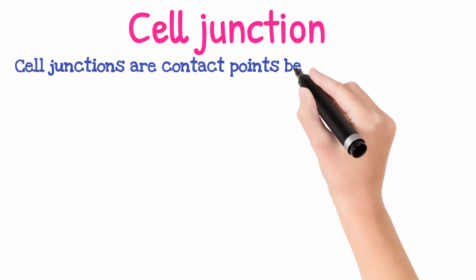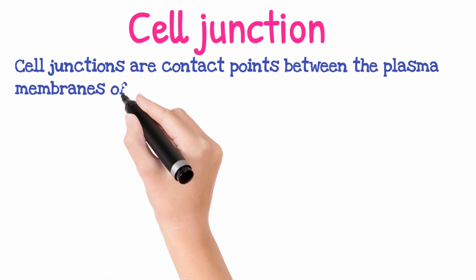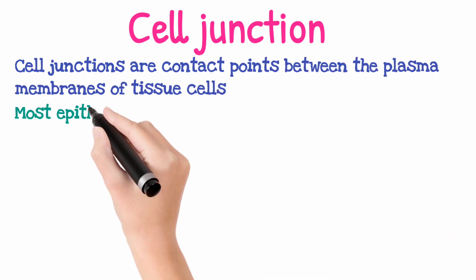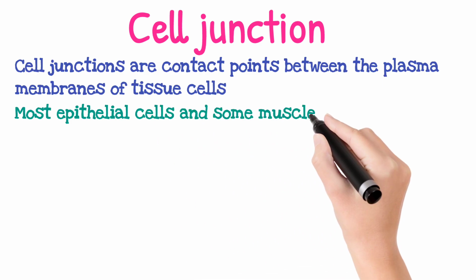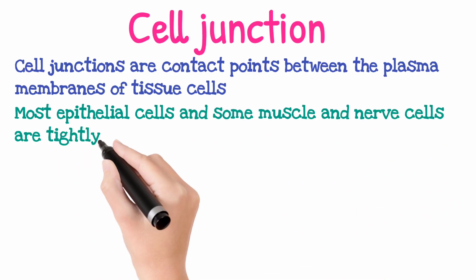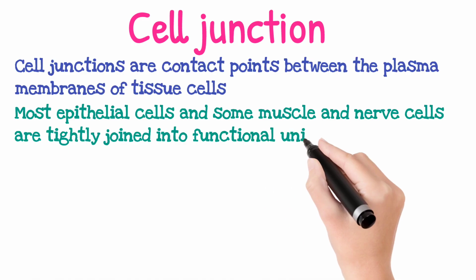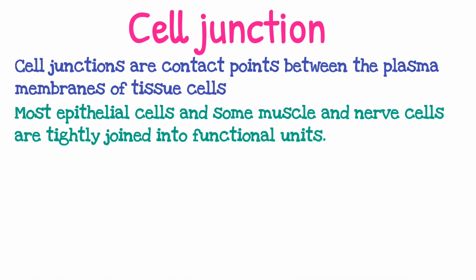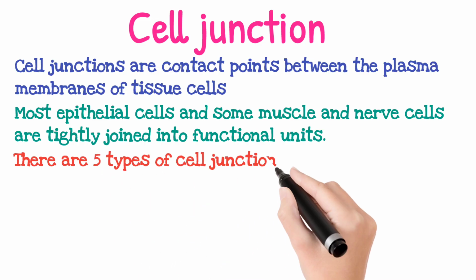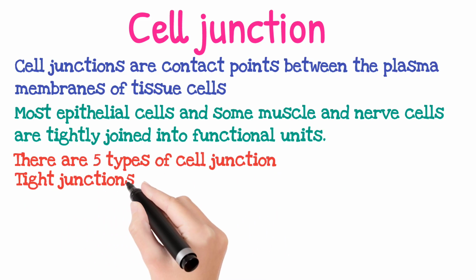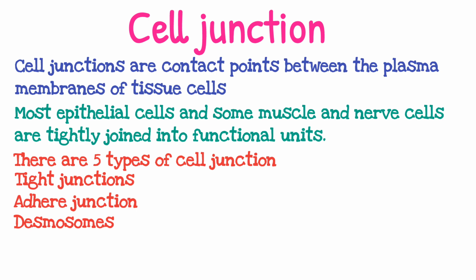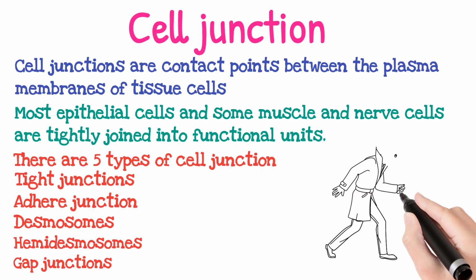Cell junctions are contact points between the plasma membranes of tissue cells. Most epithelial cells and some muscle and nerve cells are tightly joined into functional units. There are 5 types of cell junction: tight junctions, adherens junctions, desmosomes, hemidesmosomes, gap junctions.